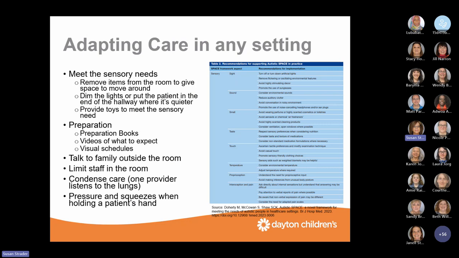Our sensory environments and sensory features are great. We also understand they're not everywhere. As much as we wish we had them everywhere, they're not. So there's simple things that you can do no matter where you are to adapt care in any setting. One is meeting that sensory need. What is that need? Is it to remove items so that they can move around? Sometimes something as simple as pulling out the parent chair so the kid can spin and run can be really helpful. Do you dim the lights or put the patient's room at the end of the hallway where it's quieter, away from the crying babies?